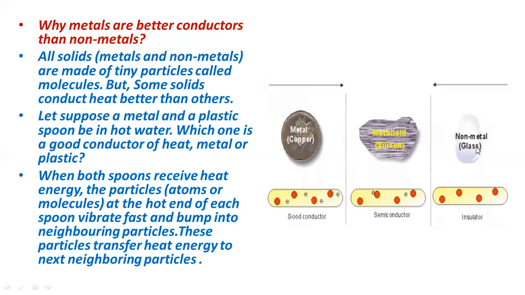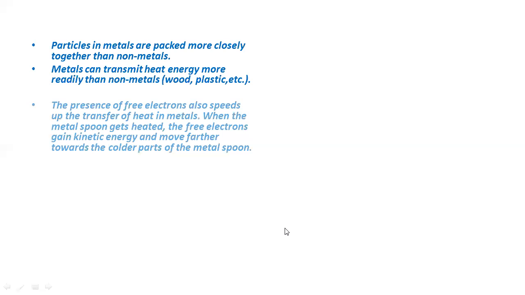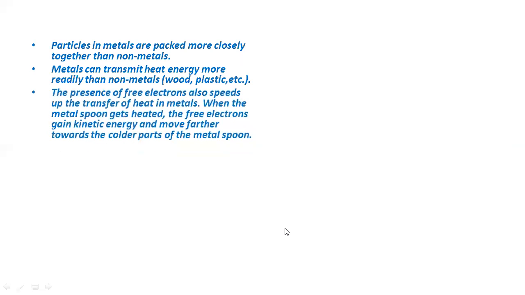While in non-metals, you can see glass, there is no conduction of heat or transferring of free electrons. Semiconductors also transfer heat and free electrons, but to a lesser extent. Metals transfer free electrons and heat to a greater extent. Particles in metals are more closely packed together than in non-metals. Metals can transmit heat energy more readily, more quickly, than non-metals like wood and plastic.